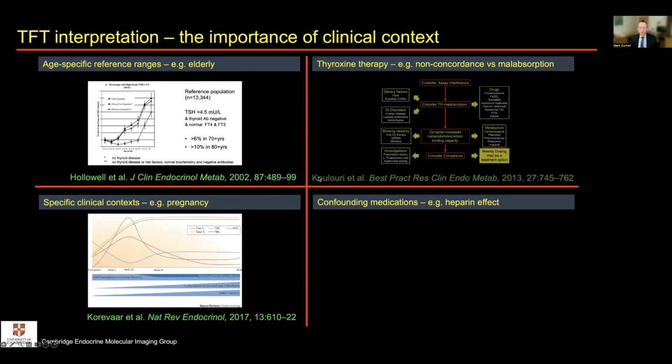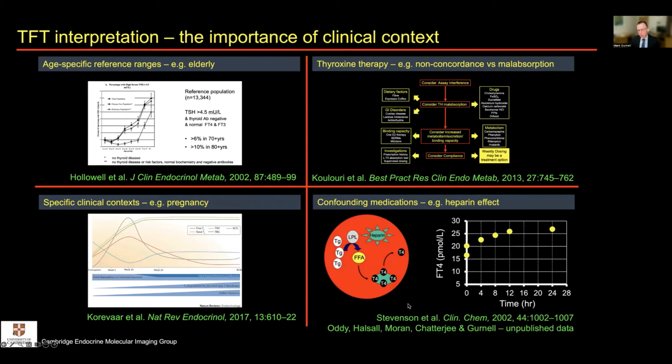There are a whole multitude of potential conditions that can produce abnormal thyroid function tests in patients receiving thyroxine therapy. We need to work through these systematically before we are often left trying to determine whether a patient has an issue with adherence to medication or absorption.